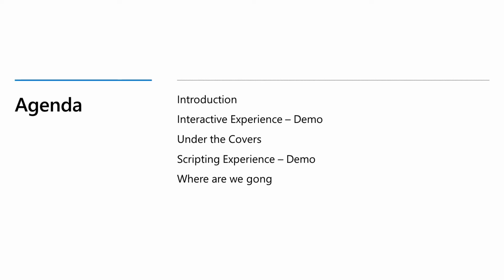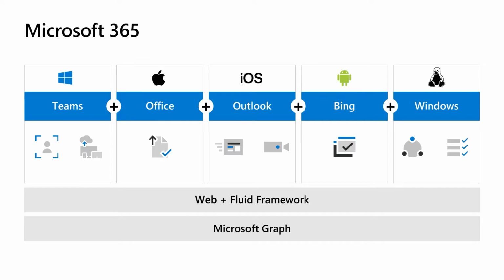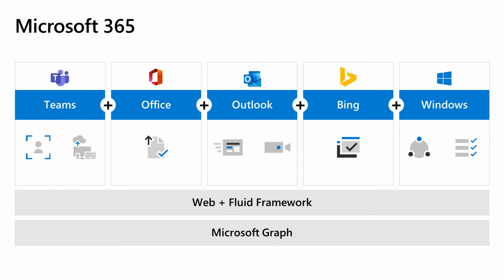Now, we can't talk about the PowerShell SDK for Microsoft Graph without first speaking about Microsoft Graph itself. Microsoft Graph is a large HTTP API. It's the data API for the Microsoft 365 ecosystem. But more specifically, what is Microsoft Graph? And what is it composed of?